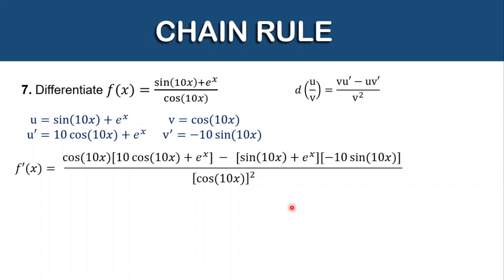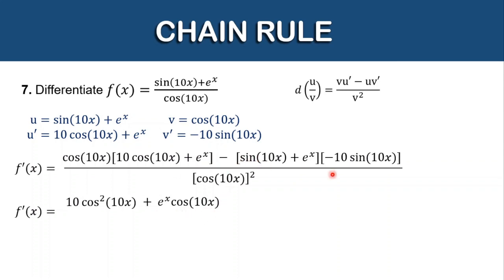And after substituting the values, analyze natin kung ano yung pwede natin gawin sa bawat part ng nakuha natin. So, in the numerator, we have two terms. Ito yung first term natin. Ito yung second term. In the first term, what we're going to do is to distribute yung cosine 10x dun sa dalawang terms na nasa loob nitong bracket natin. So, we have cosine 10x times 10 cosine 10x. This is equivalent to 10 cosine squared 10x because cosine times cosine is cosine squared. Then cosine 10x times e raised to x, this is equivalent to e raised to x cosine 10x.